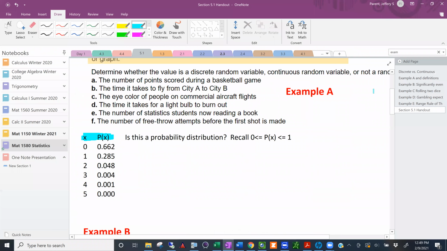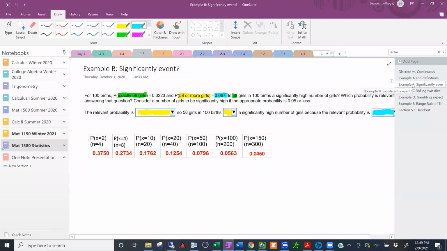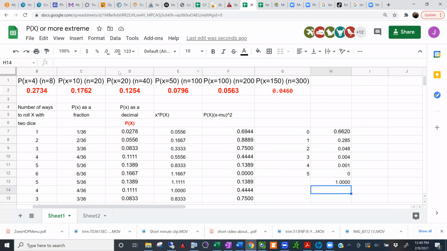Let's look at example B now. Example B is something that you're going to face in your homework. I've put examples in the lecture of stuff that you're going to see in the homework. Now, what I want us to do is look at these numbers first. And these numbers are in your Google Sheet if you want to look up at the top.